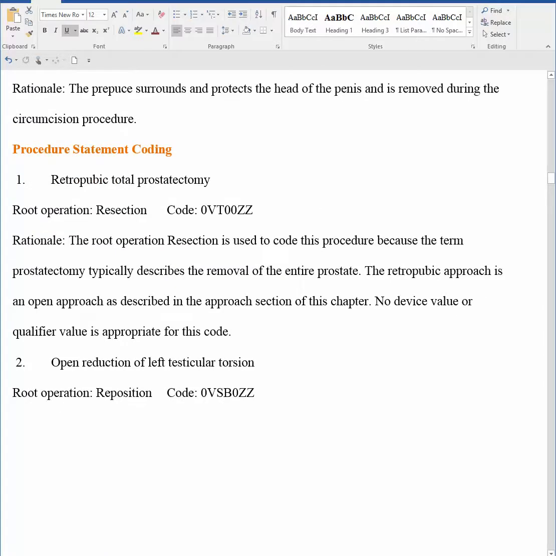Then if we move to the procedure coding statements, you have 10 of them. The first one is a retropubic total prostatectomy. Again, you're going to determine, it says total. We're going to use that. We're going to make that all of the prostate was removed. All of a body part removal was coded to the root operation of resection. You're going to index resection and then the anatomy, which is the prostate.